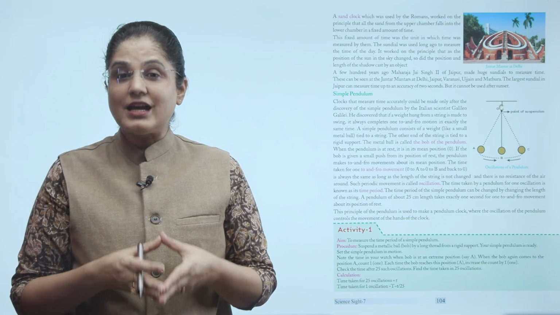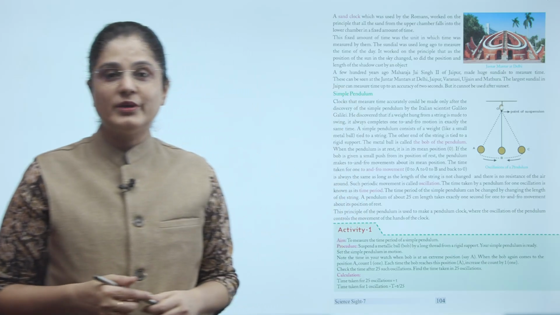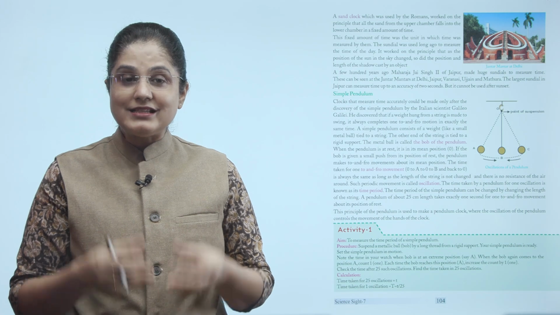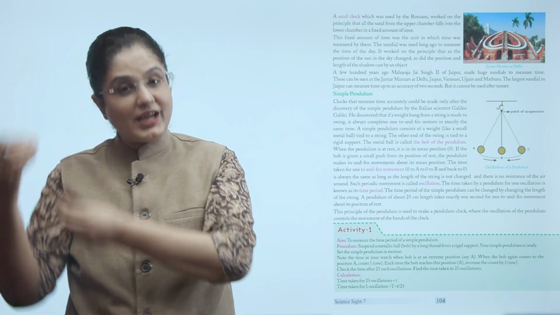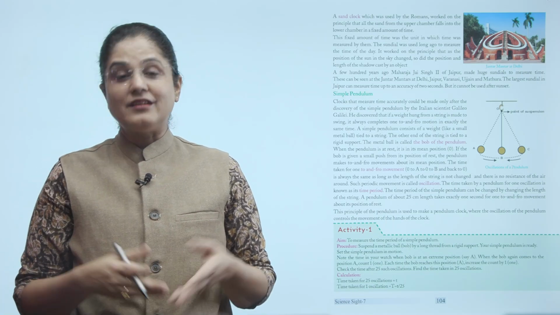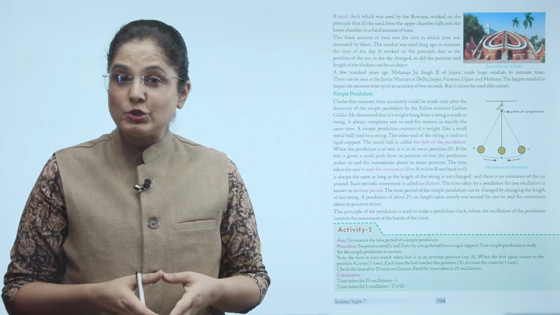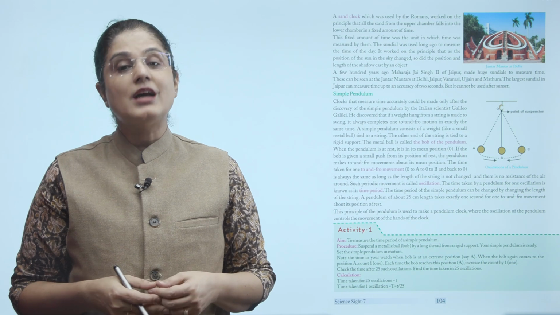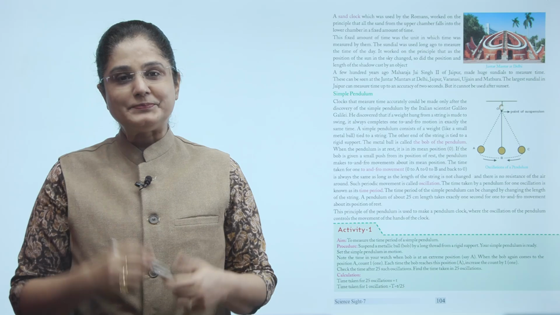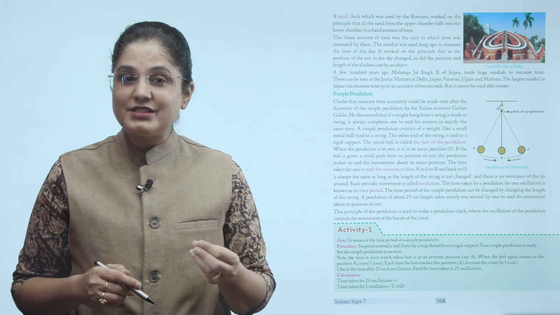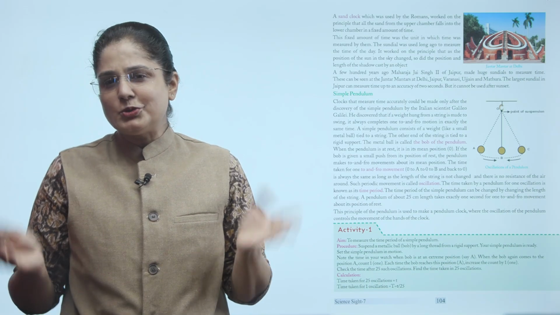Then another method was the sundial, as you can see in this image over here. The sundial worked on the principle that as the position of the sun in the sky changed, so did the position and length of the shadow cast by an object. And a few hundred years ago, Maharaja Jai Singh II of Jaipur made huge sundials to measure time. These can be seen even now at Jantar Mantar at Delhi, Jaipur, Varanasi, Ujjain and Mathura. The largest sundial in Jaipur can measure time up to an accuracy of 2 seconds, but cannot be used after sunset.